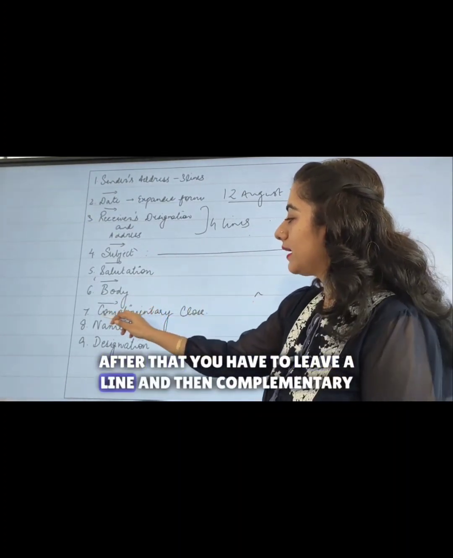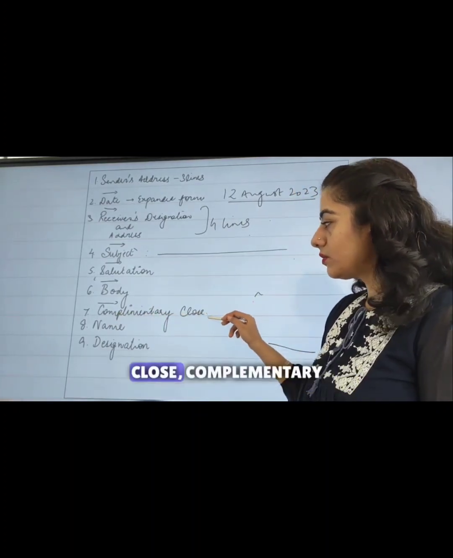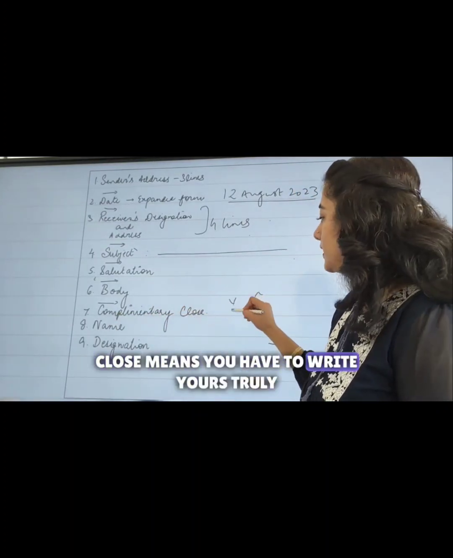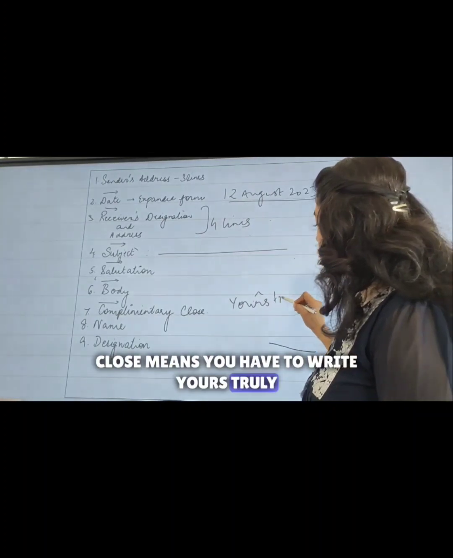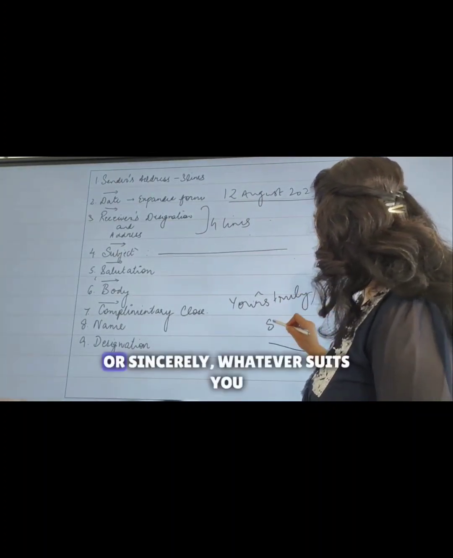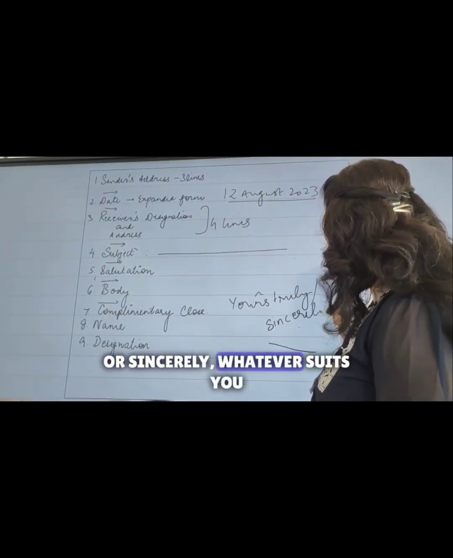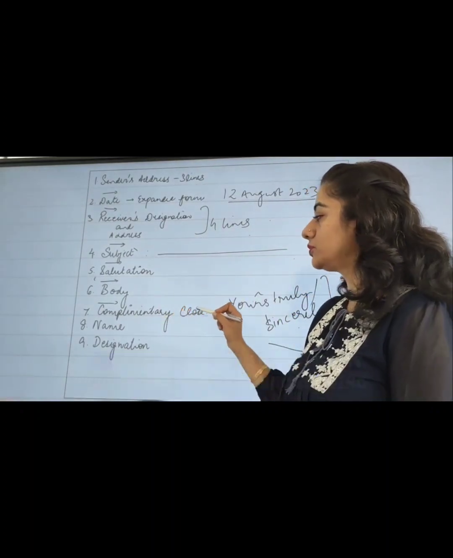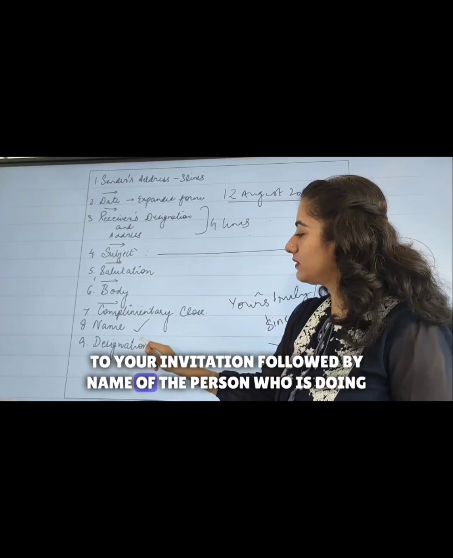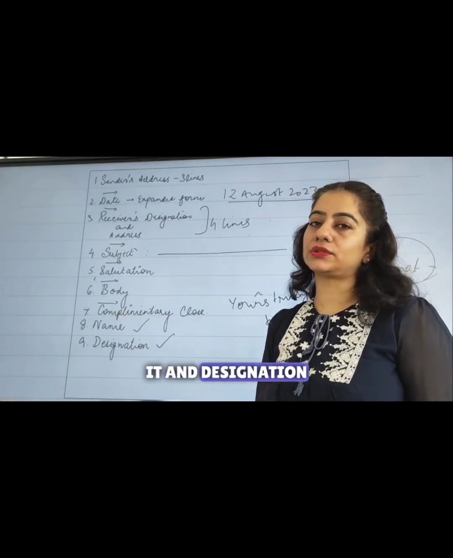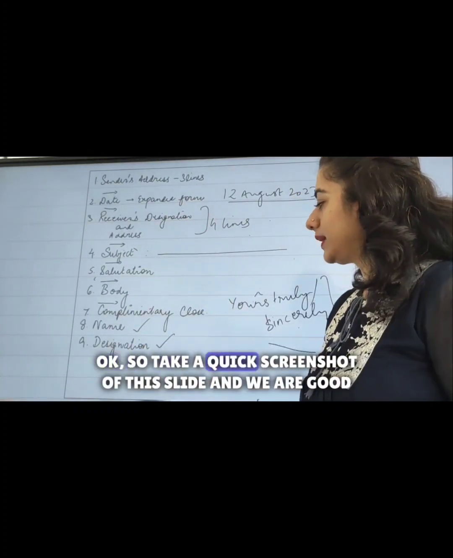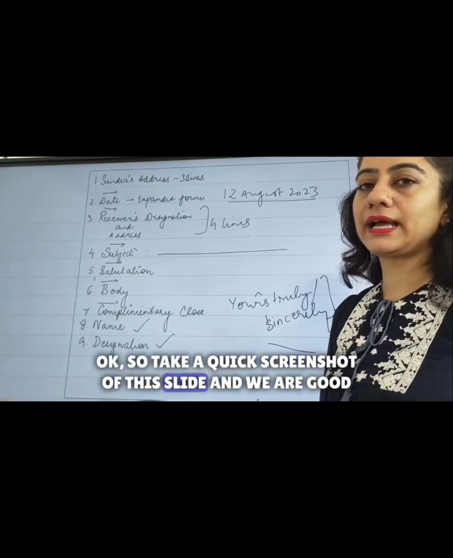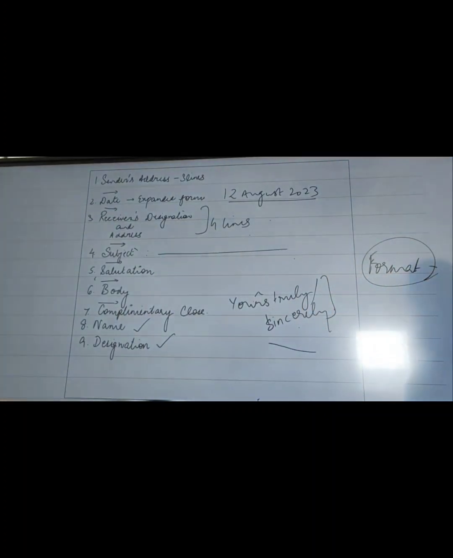After that, you have to leave a line and then complimentary close. Complimentary close means you have to write yours truly or sincerely, whatever suits you. Just use either of these and you're going to put a close to your invitation, followed by the name of the person who is doing it and designation. Okay, so take a quick screenshot of this slide and we are good to go to the next one.